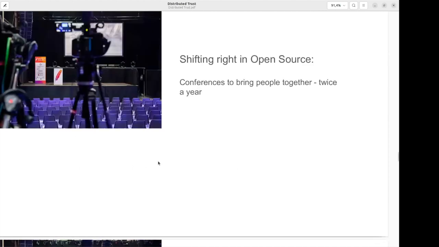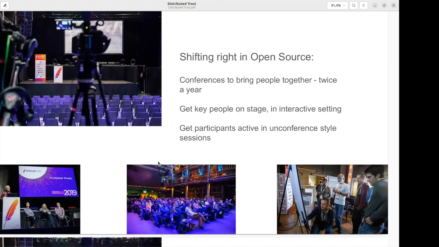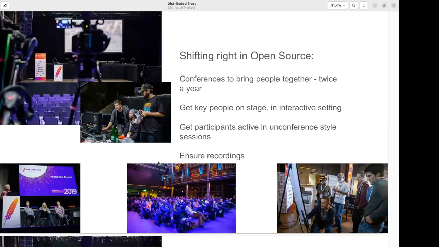Now, how does open source do that? I come from the Apache Software Foundation. The biggest hammer that we have is a yearly or twice a year conference that brings people together across the globe. People on stage, people in the audience. We get people on stage, but we also have an interactive setting where we have panels, etc. We get participants active in unconference style sessions where they can collaborate. We make sure the talks are being recorded and shared afterwards.